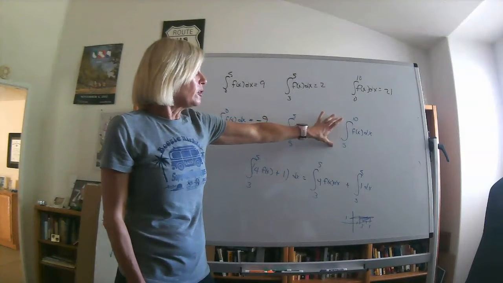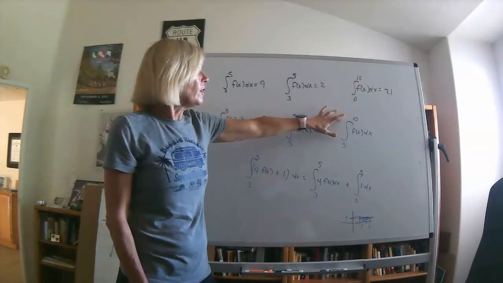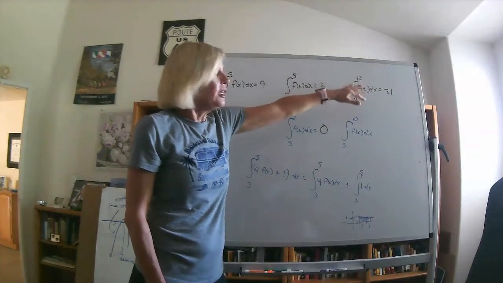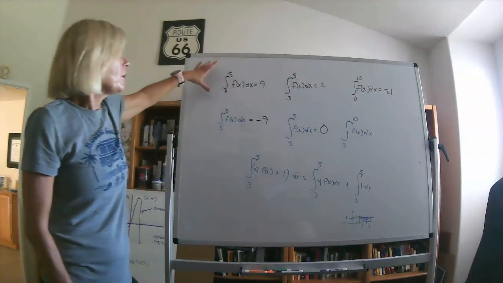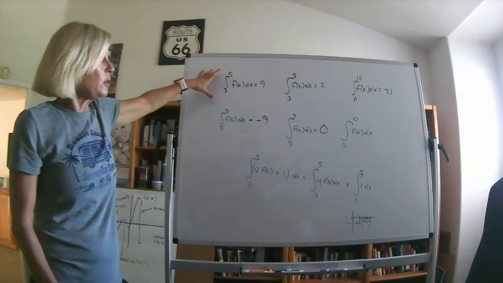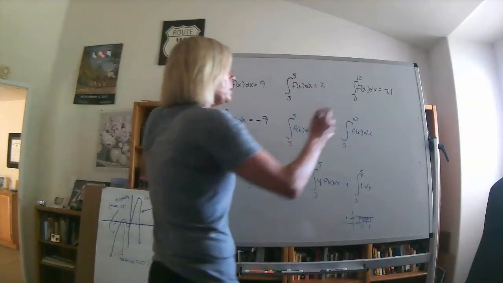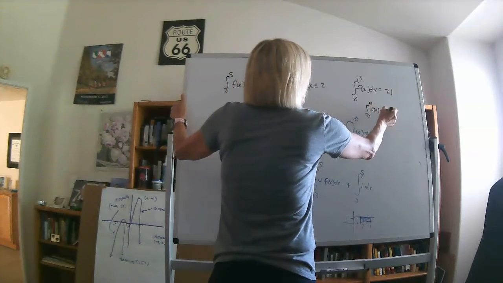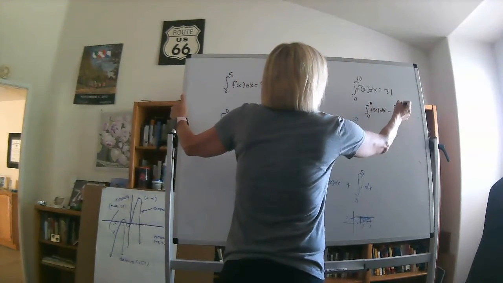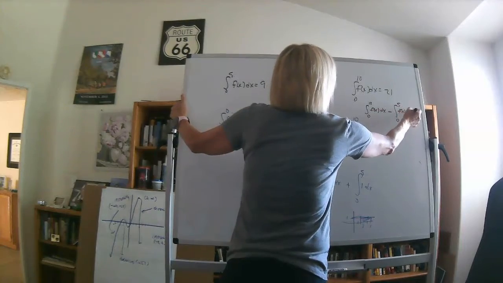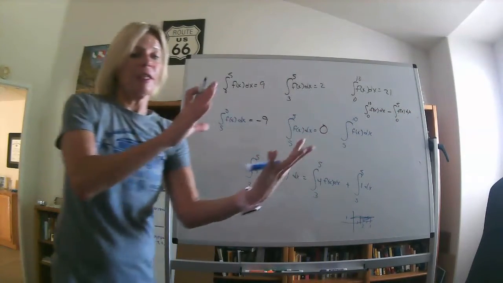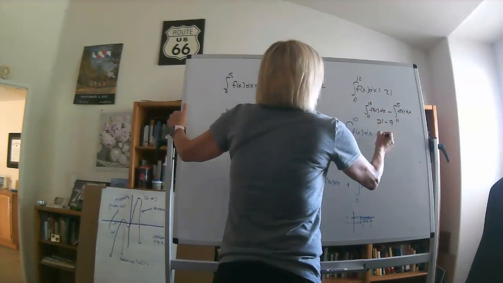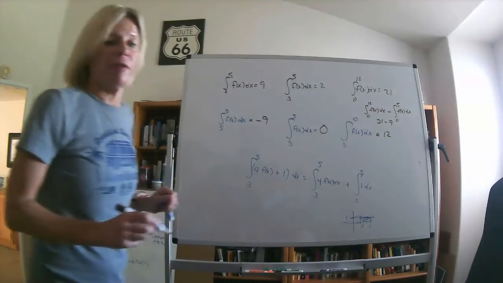Finally, if I want the integral from 5 to 10 of f of x dx, I know the integral from 0 to 10 is 21, and then I'm going to subtract that first part of the area. So really what this is the integral from 0 to 10 of f of x dx minus the integral from 0 to 5 of f of x dx. In other words, I'm just taking that first part of the area off. So if I do 21 subtract 9, that gives me 12.